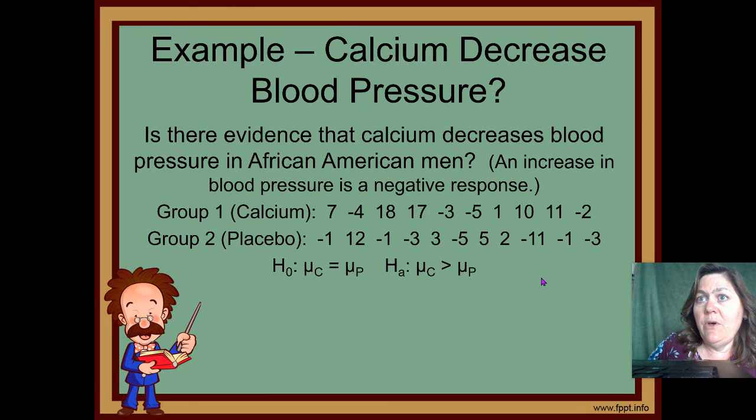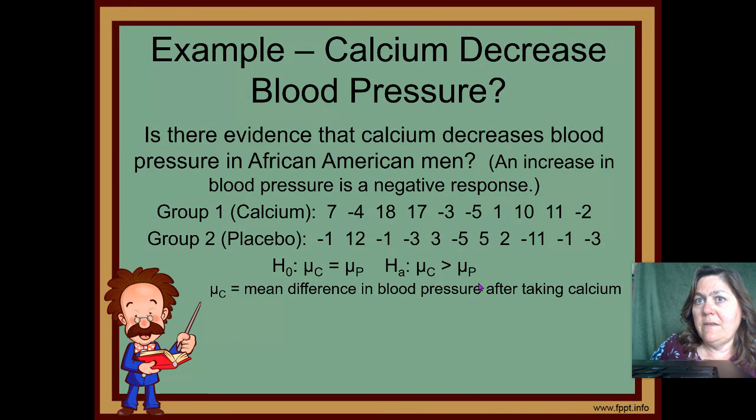Okay. So your H0 is that there's no difference between the two, that the calcium does not make a difference. But we're wanting to see if there's evidence that the blood pressure decreases. So that means our calcium needs to be positive. Remember, positive is a decrease. Negative is an increase here. It's kind of weird in this problem. So our Ha is that the calcium's mean is greater than the placebo's.